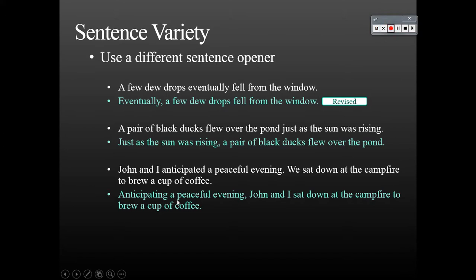So I know that I've said before verbs that end in -ing are called gerunds. And yes, verbs that end in -ing are called gerunds, spelled G-E-R-U-N-D-S, when they're used as nouns. When you've got an -ing verb that's used as an adjective or an adverb, then it is called a participial phrase. In this case, this is a participial phrase. So make that a participial phrase. Anticipating a peaceful evening, John and I sat down at the campfire to brew a cup of coffee. Okay?